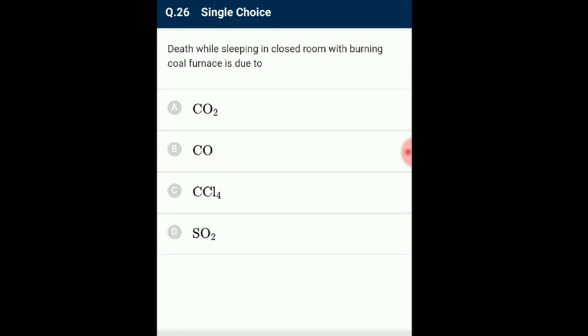Death while sleeping in a closed room with a burning coal furnace is due to coal being a fossil fuel which on burning produces heat and gives out carbon monoxide as a waste or pollutant. Hemoglobin shows more affinity to carbon monoxide than oxygen. When this carbon monoxide filled air is inhaled, it replaces oxygen in our blood and forms carboxyhemoglobin. Carboxyhemoglobin is very toxic and can lead to respiratory diseases and even cause neurological complications. Carbon monoxide poisoning can lead to death of the individual. So the answer is option B, carbon monoxide.